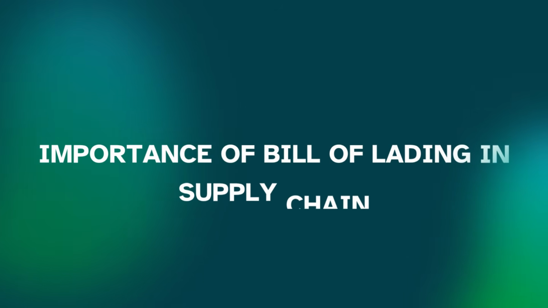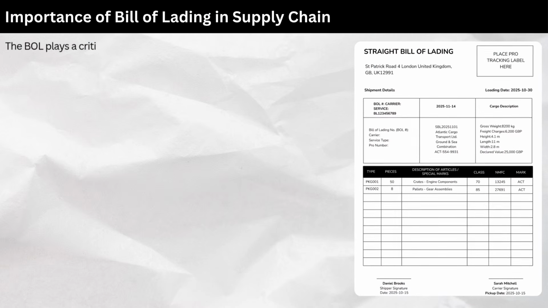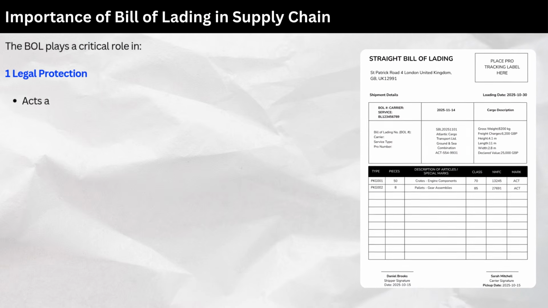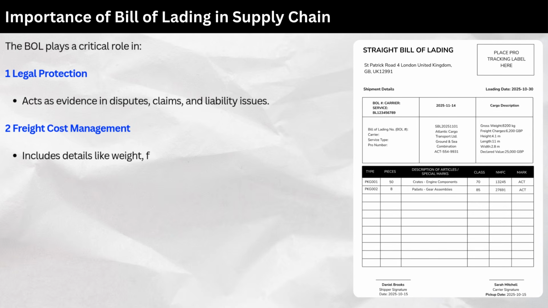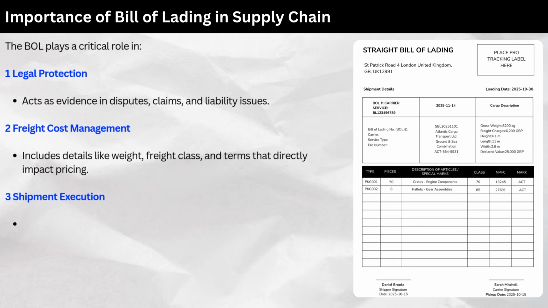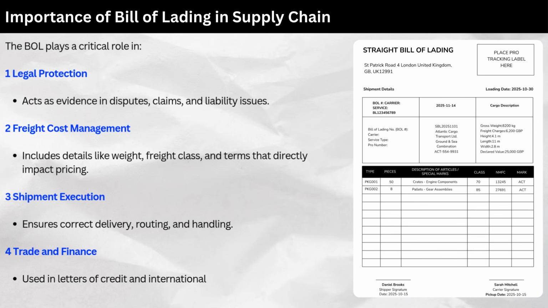Importance of bill of lading in supply chain. The BOL plays a critical role in: 1. Legal protection. Acts as evidence in disputes, claims, and liability issues. 2. Freight cost management. Includes details like weight, freight class, and terms that directly impact pricing. 3. Shipment execution. Ensures correct delivery, routing, and handling. 4. Trade and finance. Used in letters of credit and international trade transactions.